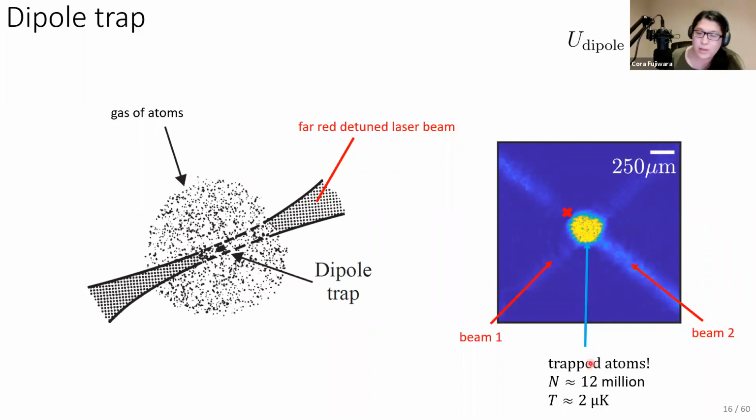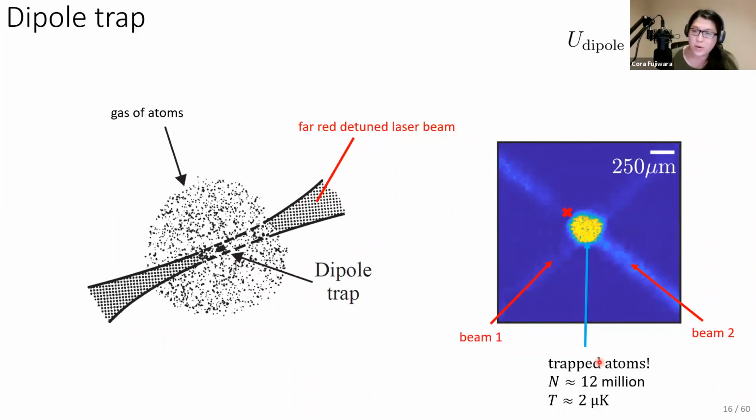This corresponds to about 12 million atoms at about 2 microkelvin. So that's far less in number and temperature than the previous trap, for the reasons that I just mentioned. And so that's fantastic. This is quite cold.